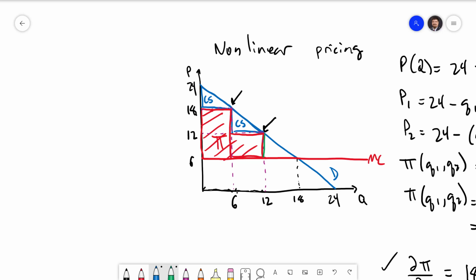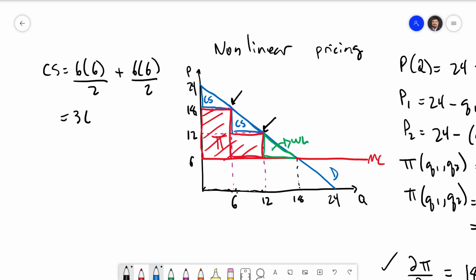Deadweight loss is down to this triangle right here. That is smaller than it was with the basic monopoly pricing because we are producing a higher amount of output of 12 as opposed to 9 that we were before. Consumer surplus is 2 different triangles which have a base of 6 and a height of 6, and there's going to be 2 of those. So that's going to come out to 36. And our deadweight loss has a base of 6, a height of 6, divided by 2, we'll get 18.